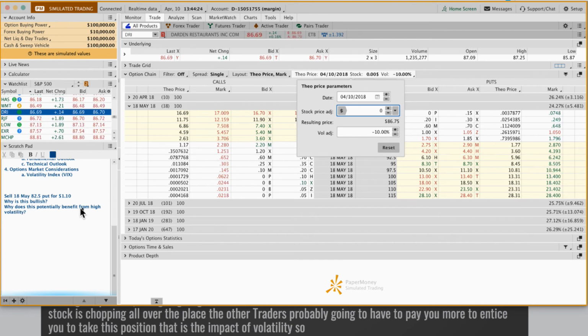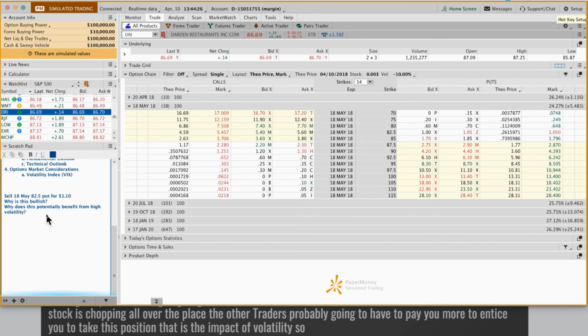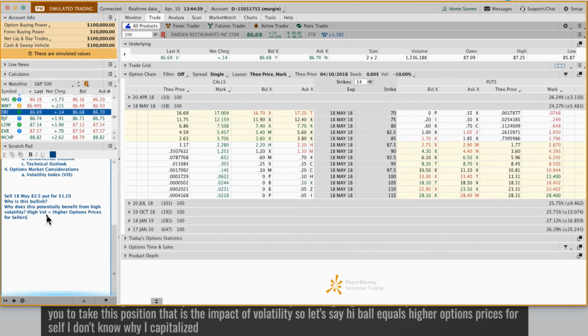So why does this potentially benefit from high volatility? Let's say high vol equals higher options prices for sellers. I don't know why I capitalized each one of those, but I did.